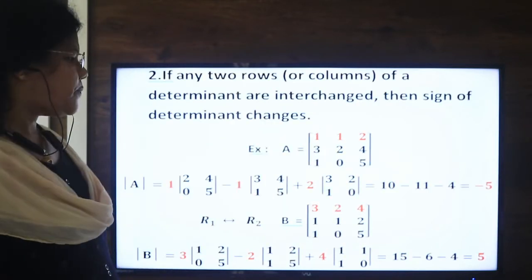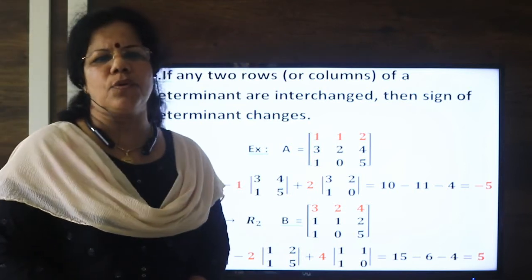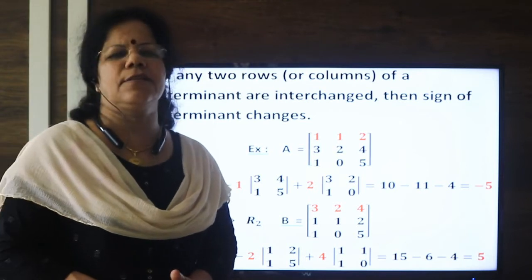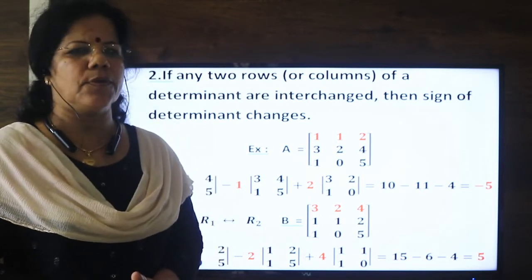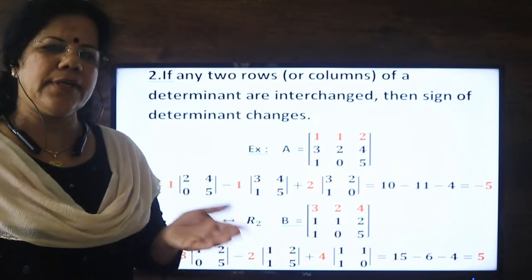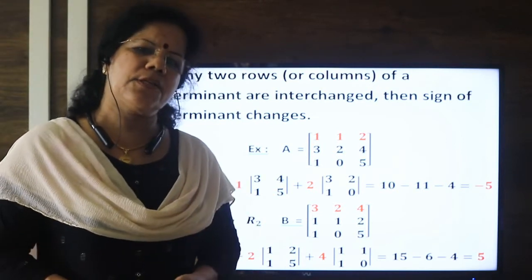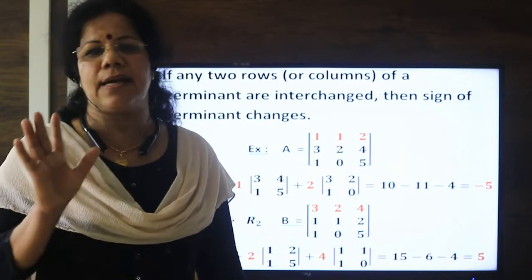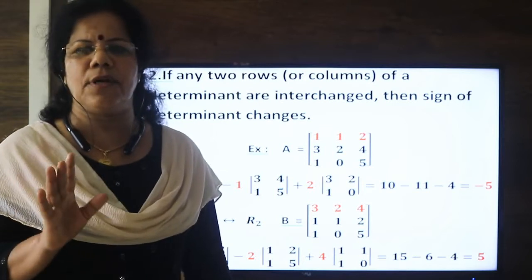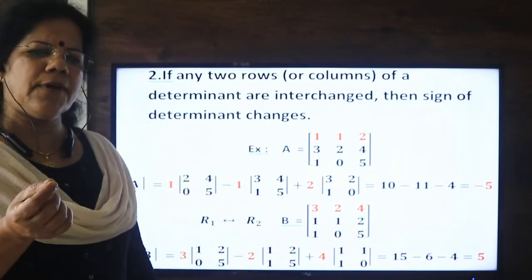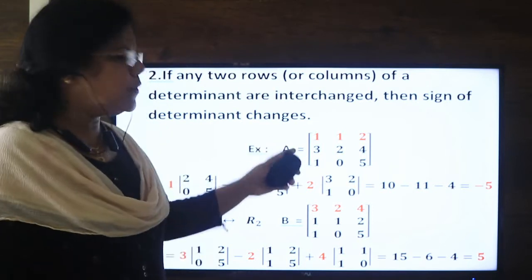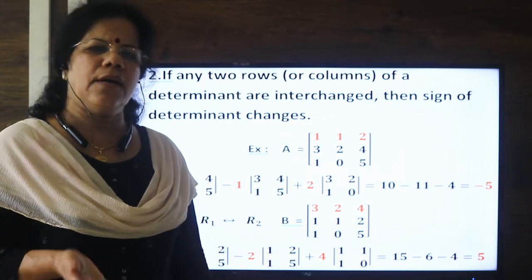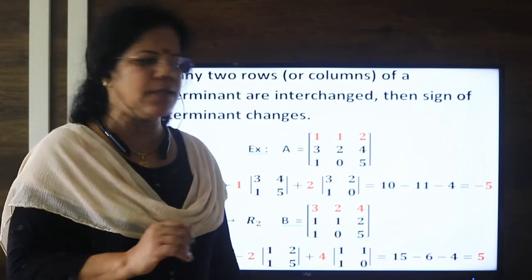Next property: if any two rows or columns are interchanged, the sign of the determinant value changes. That's also important. What happens? Suppose R1 changes to R2 and R2 changes to R1, then the value of the determinant changes in its sign alone. Numerically they are equal, but the sign changes. If the determinant value is plus 2, after doing this operation it will be negative 2. If it is negative 10, after doing this operation it will be positive 10. That is the only change.